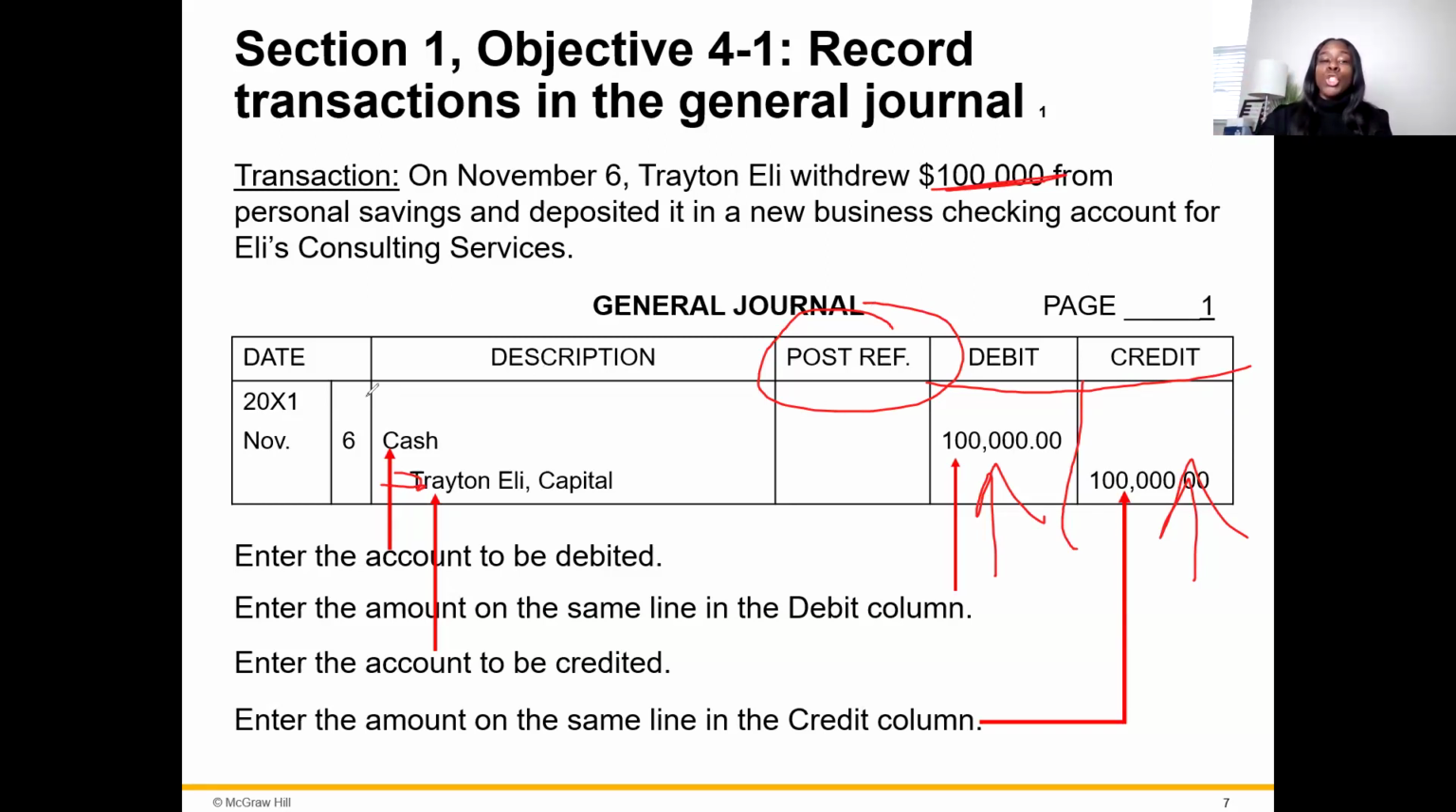Right now, we're just showing you how to create this general journal entry. But there are going to be certain criteria that must be followed in order to get this. So let's learn more about that.